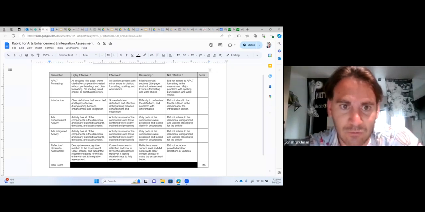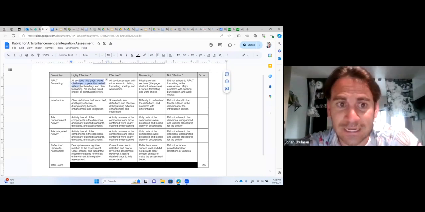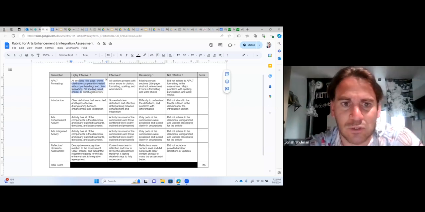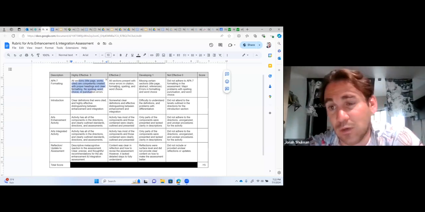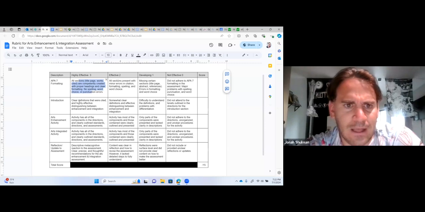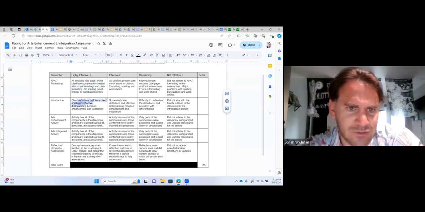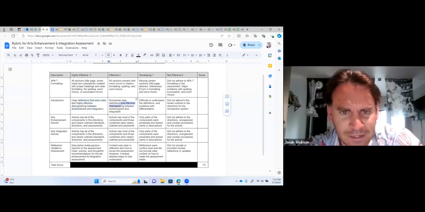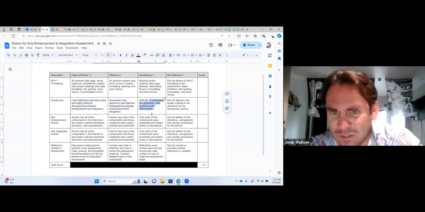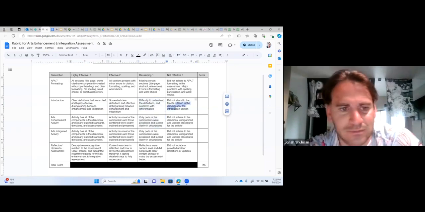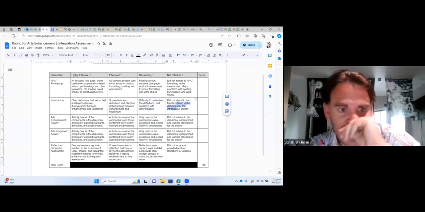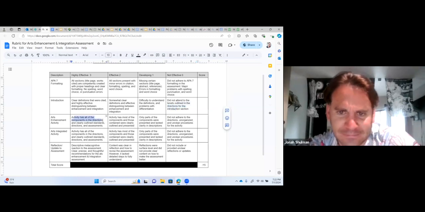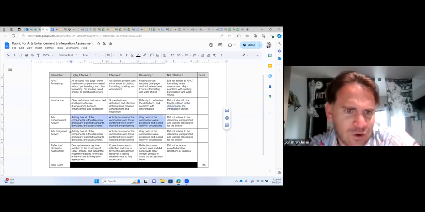Just make sure you've got good sections, proper headings, no spelling, word choice, or errors. That's what I want to see. Your introduction: did you have cited definitions? Were you effective in distinguishing between them? Somewhat clear? Was it difficult to understand? Did not have it. Then you have your arts enhancement activity. Then you have your arts enhancement integrated activity.